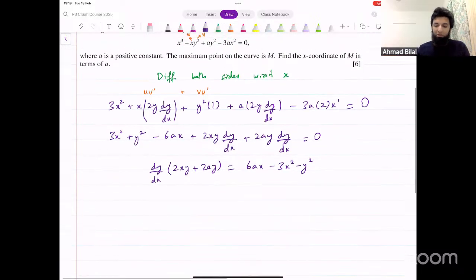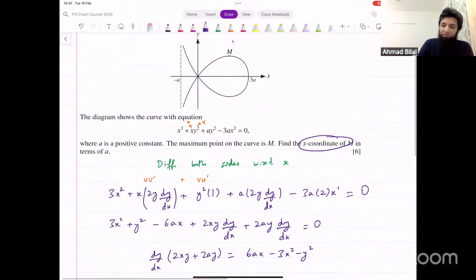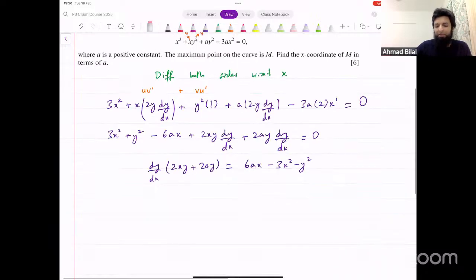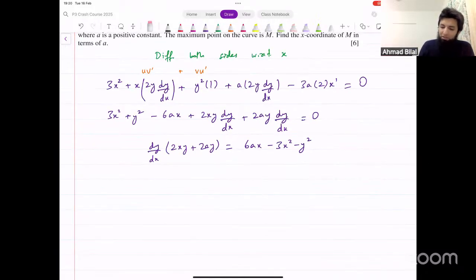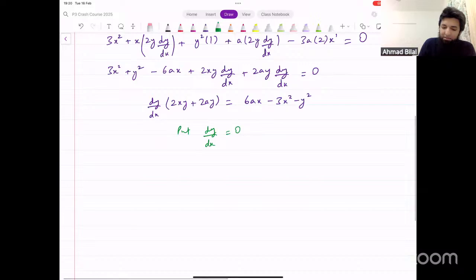Now, what are we looking for? We are looking for the x coordinate of this maximum point. That's what we want to find out. Did they ask us for the derivative explicitly? Well, they did not. So it's not necessary that you take this to the other side and then write the derivative. Since you're looking for the turning point, you can just put dy over dx equal to 0 right away without even making dy over dx the subject. You can put it to 0 right away because that will just get rid of this whole thing on the left side. And that simplifies things.